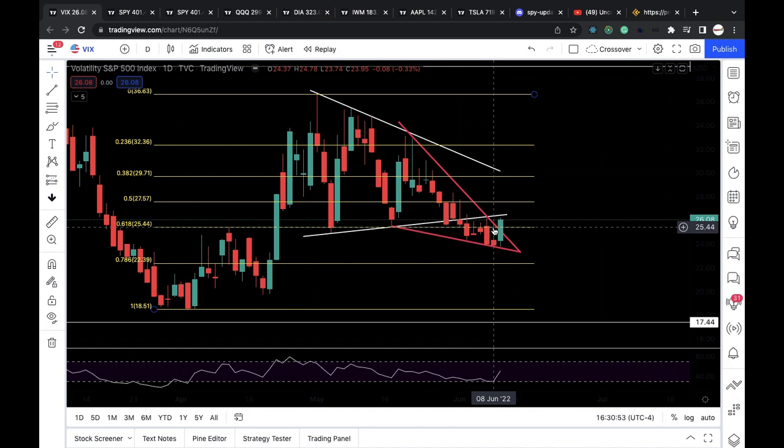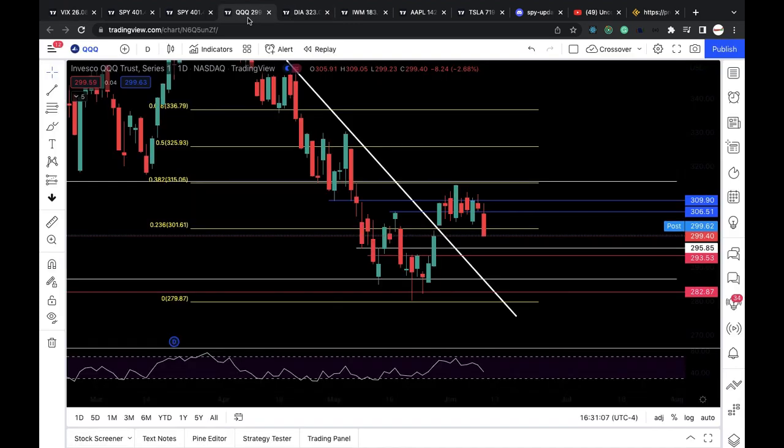So VIX must show follow through for tomorrow. That level must hold to keep more upside in play, with the next target being 27.57, then 29.71 above that. All right, guys, moving on to triple Q.